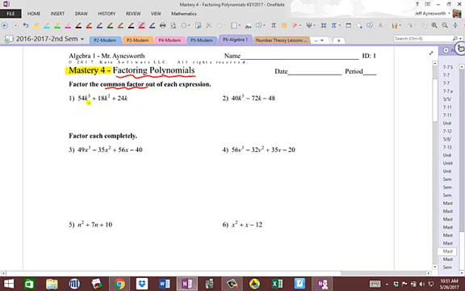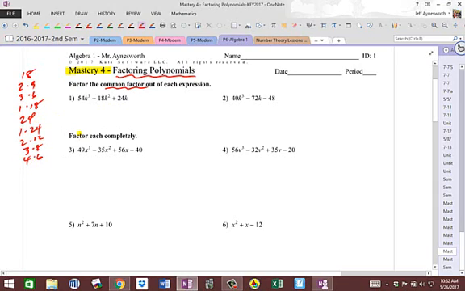Look at the coefficients here, the 54, the 18, and the 24. You've got to think, what divides them all? Does 2 divide them all? And the answer is yes, because they're all even. But does something else divide into them? Starting with 18, I know that 18 has factors: 2 times 9, 3 times 6, and 1 times 18. 24 is 1 times 24, 2 times 12, 3 times 8, 4 times 6.